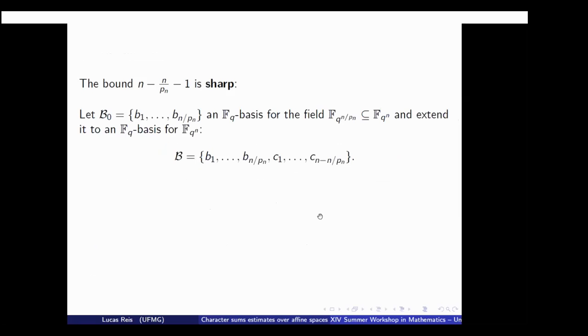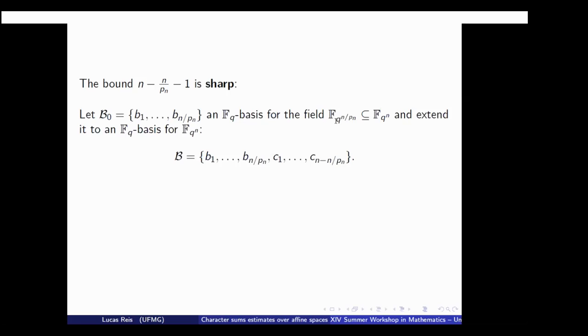The counterexample is a construction: I just take the subfield. This is actually very common when we are studying character sums. We always have triviality if we consider subfields, because the character could be trivial in the subfield but non-trivial in the larger field. Essentially, this also appears as the counterexample here. I just take this subfield, the maximal subfield of F_q^n, F_q^(n over p_n).